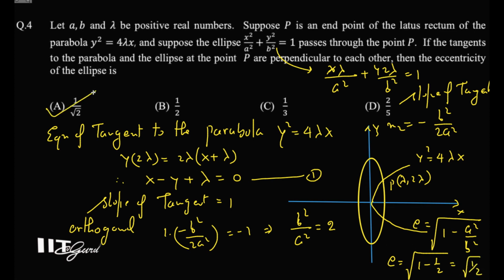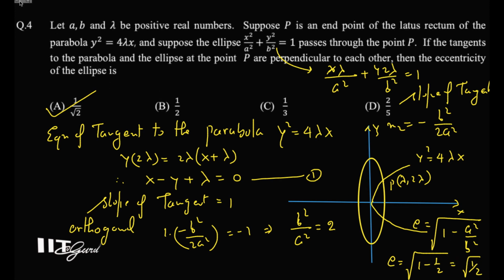So e equal to 1 by root 2 is the correct option. So this is the fourth question. This question also can be considered by using the slope of the tangent of the parabola by simple differentiation. If you differentiate this parabola and this ellipse, you can get the slopes, and simply the product of slopes is minus 1 due to this orthogonality, as the tangents are said to be perpendicular. So in this way also you can find the eccentricity of the ellipse, that is 1 by root 2.